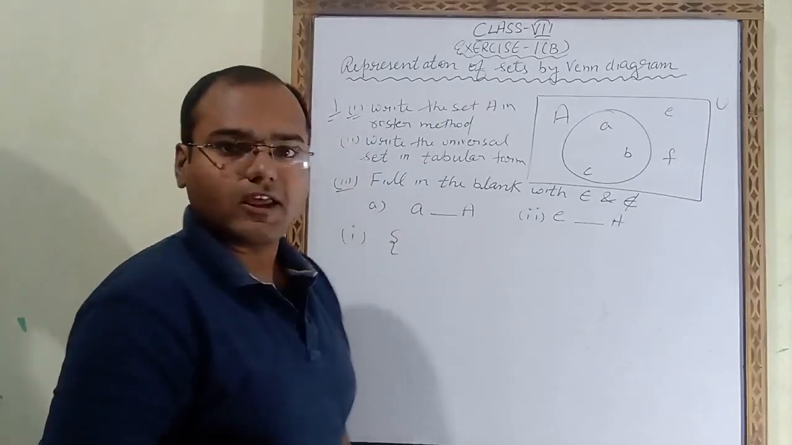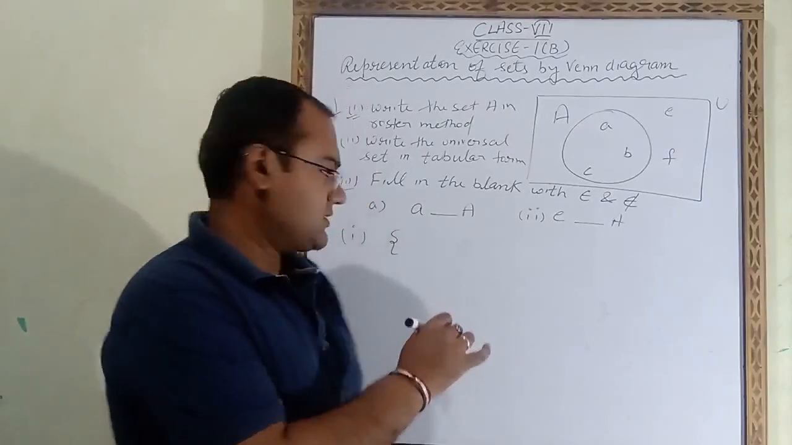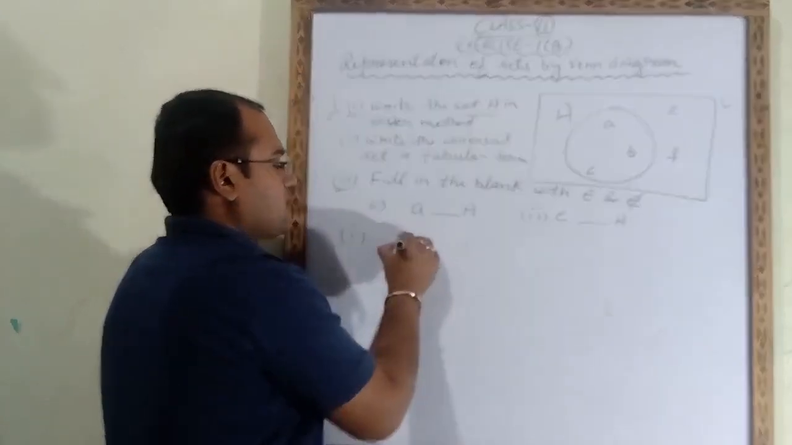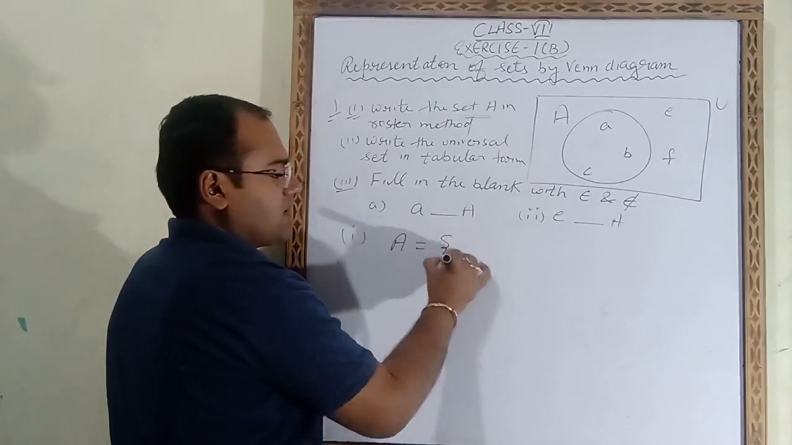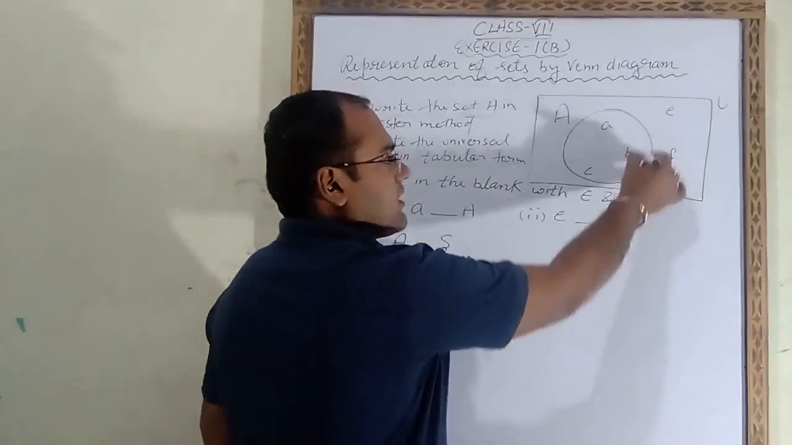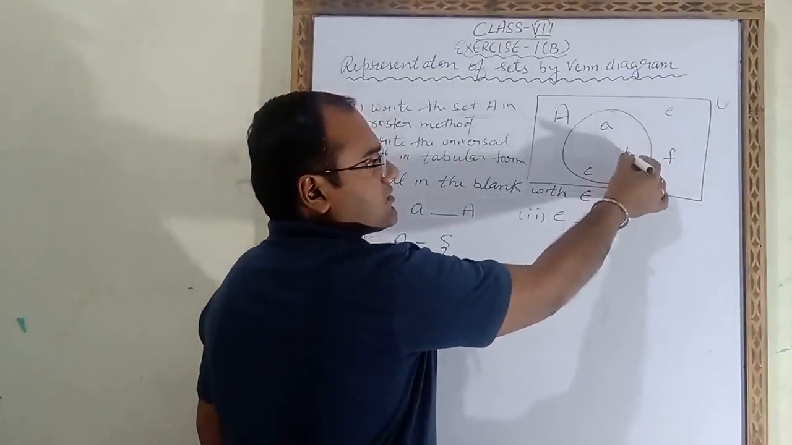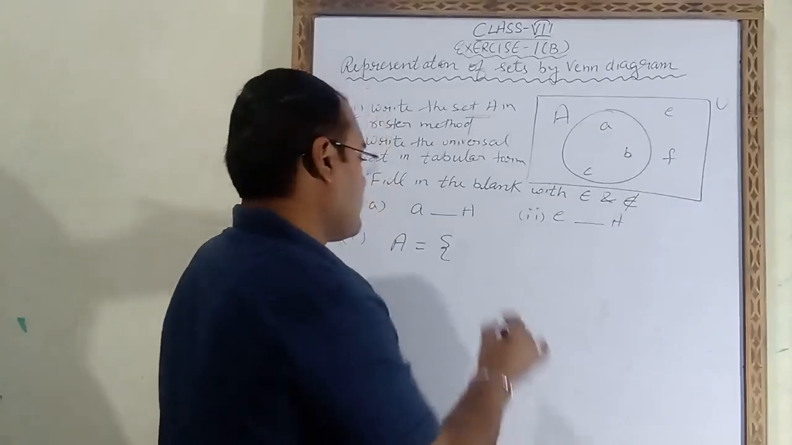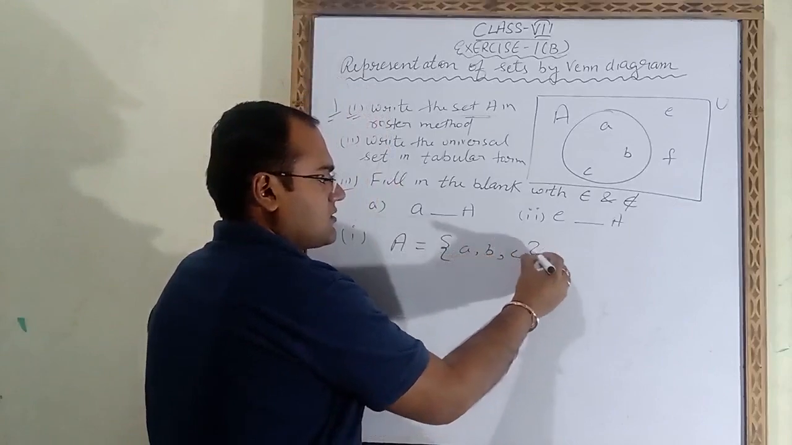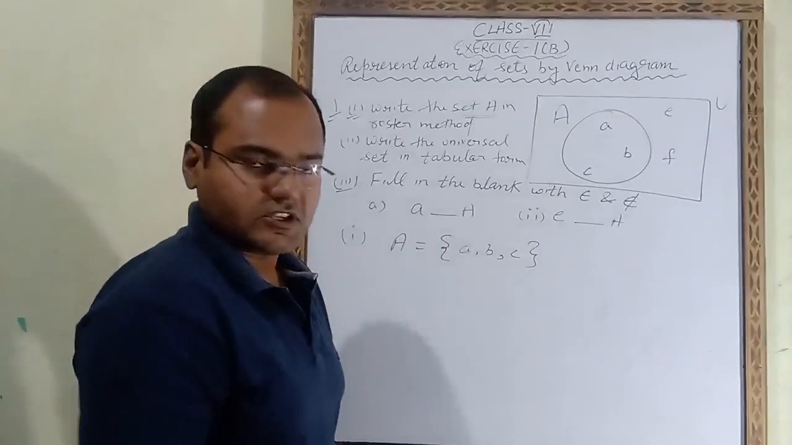we have to write all the elements in the braces, bracket we have to use. The name of the set is set A. So first of all we have to write A alphabet. Then we will write the elements of the set A. Inside the circle A, small a, small b and small c are written. So we will write here elements of set A are small a, b and c. So this is the answer of first part.